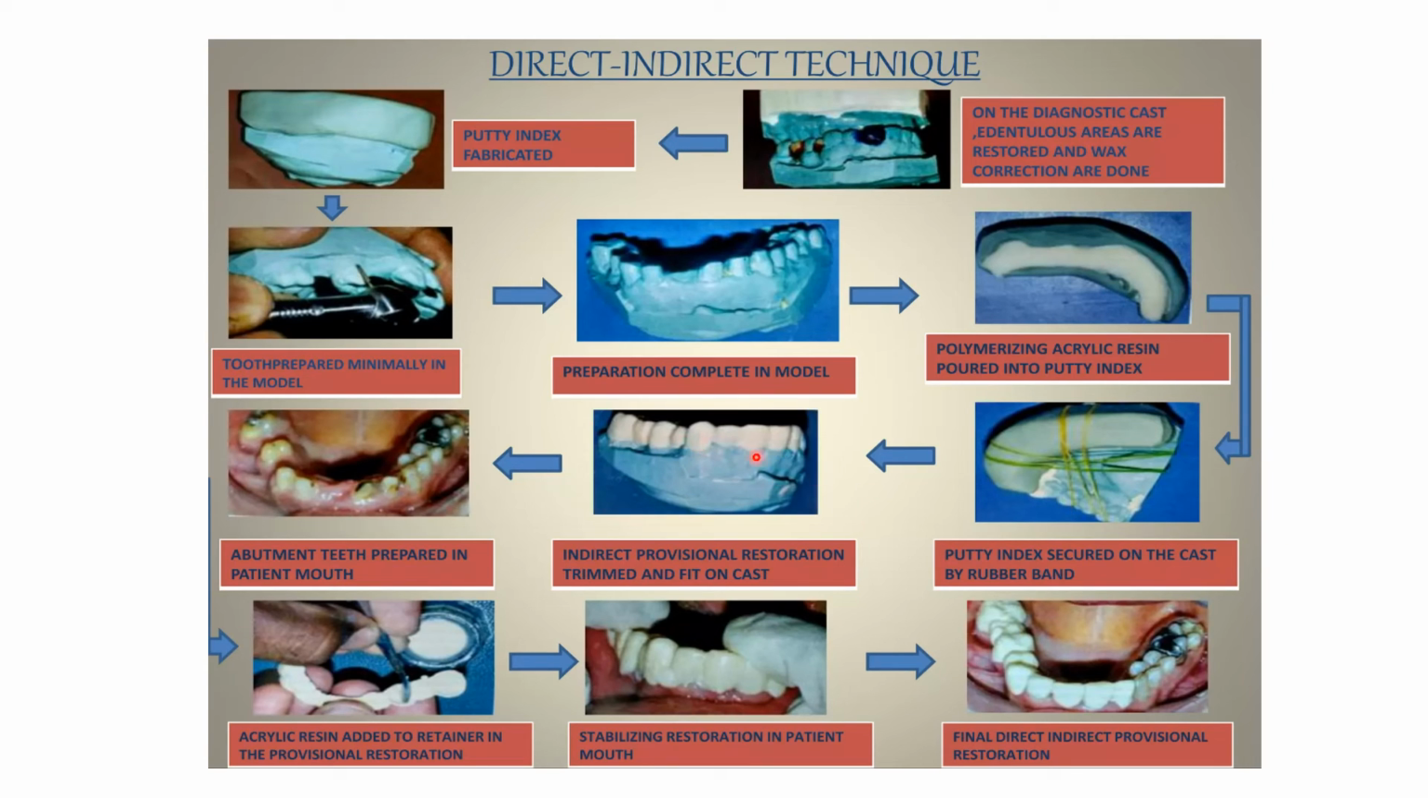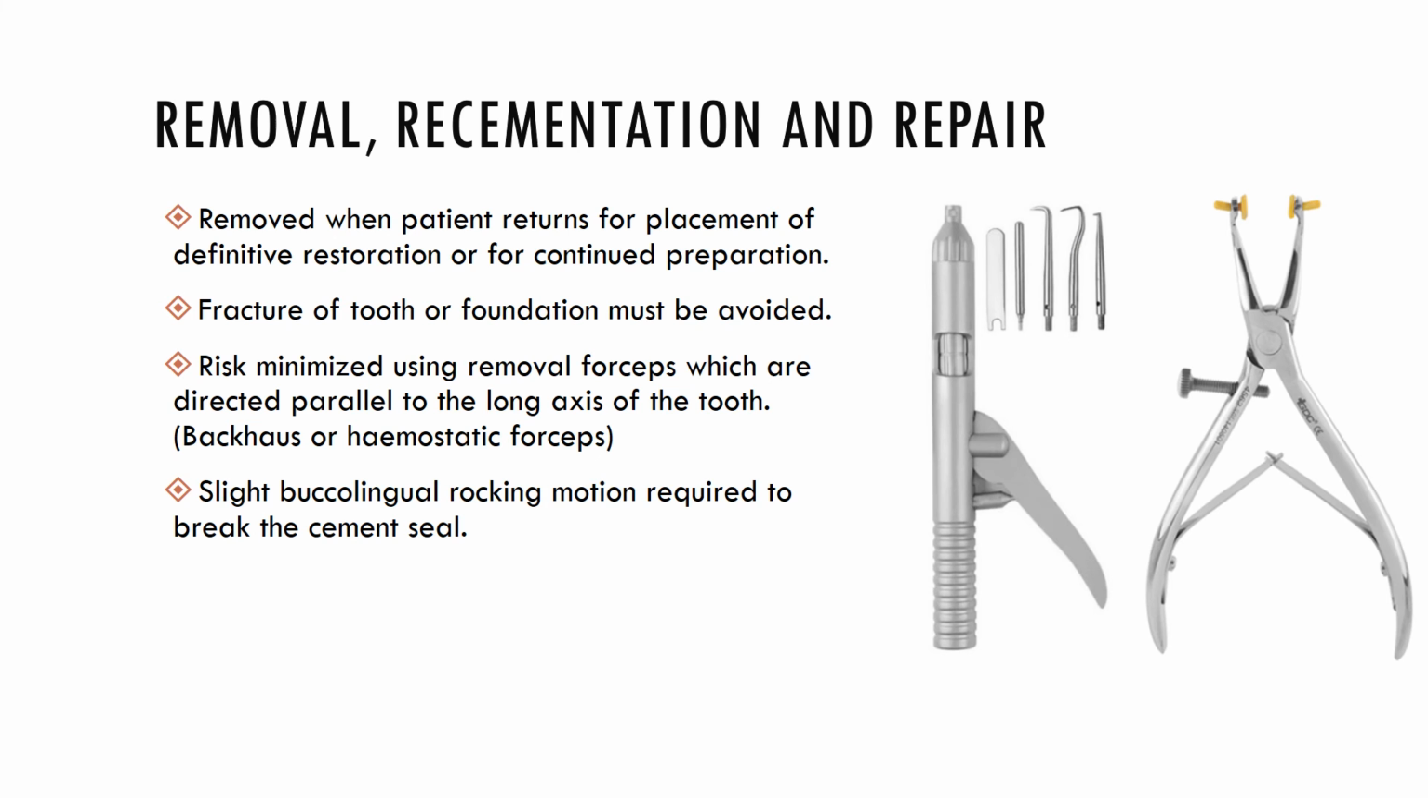Then you see it on the cast, and now in the patient's mouth, you can prepare the abutments and just reline with acrylic resin if you need to add, or trim it out if you need to, stabilize it in the patient's mouth and cement it. So rather than preparing it on the model, you can just prepare it on the tooth surface. That's what we do here. So that is one alteration of the technique which we are doing.